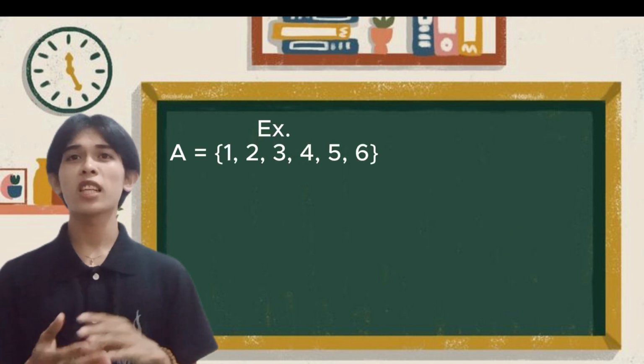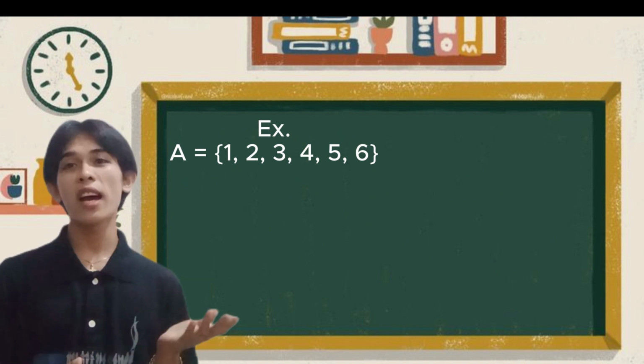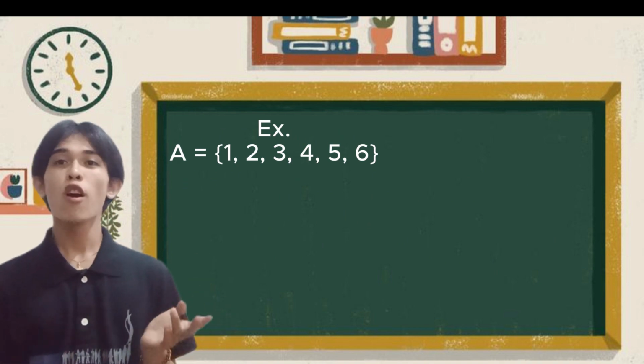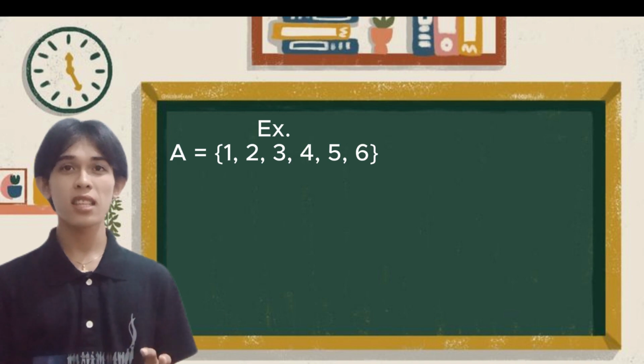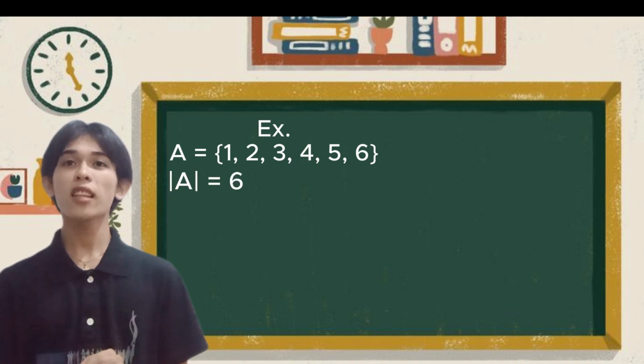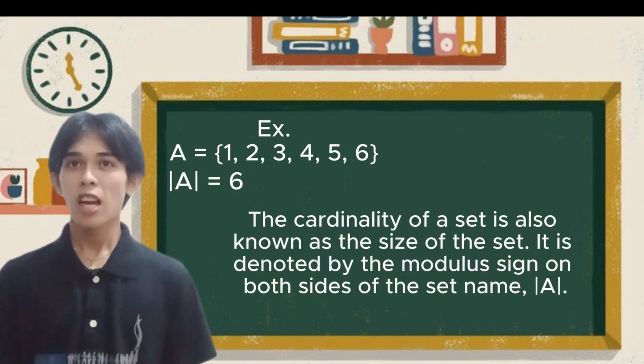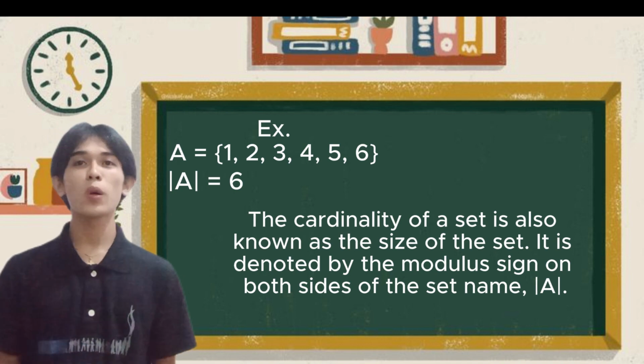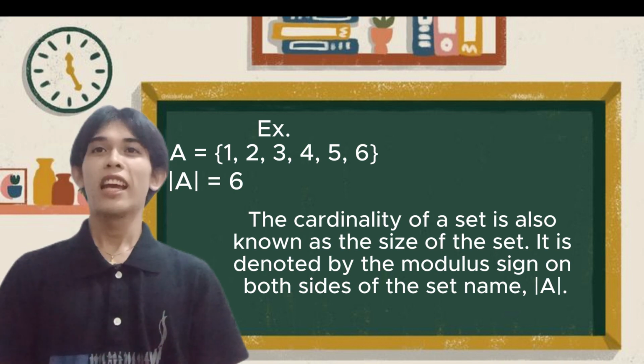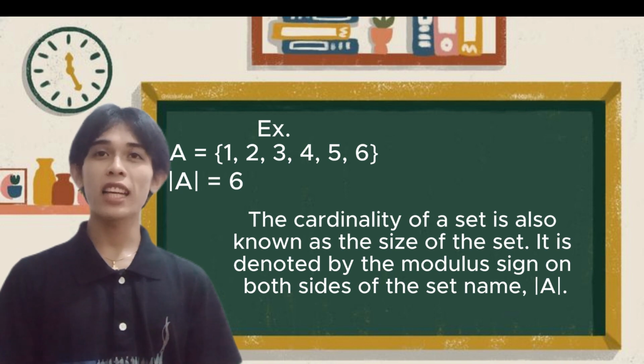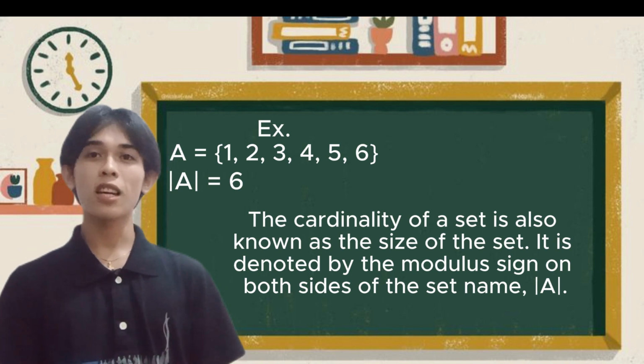For example, the cardinality of set A, which is 1, 2, 3, 4, 5, and 6, is equal to 6 because set A has 6 elements. The cardinality of a set is also known as the size of the set. It is denoted by the modulus sign on both sides of the set name.